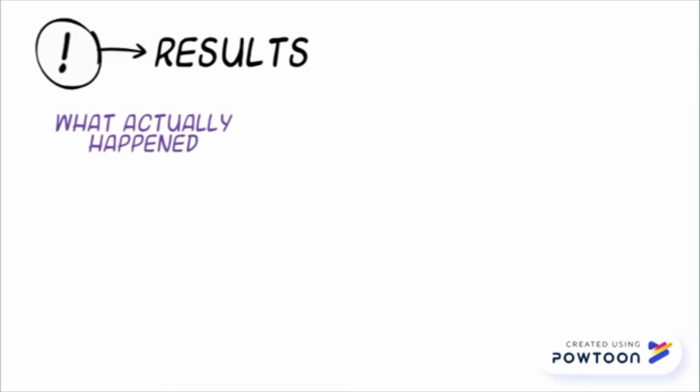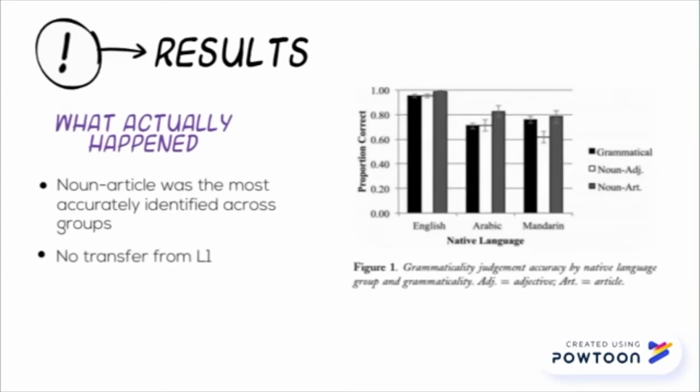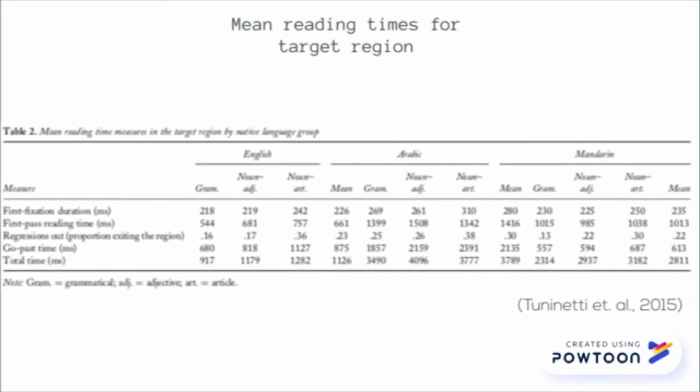Results, however, did not show this trend. Instead, they found that all speakers showed quick sensitivity to noun article sentences, which had the most accurate grammaticality judgments across groups. No transfer from either L1 language was shown in this study.